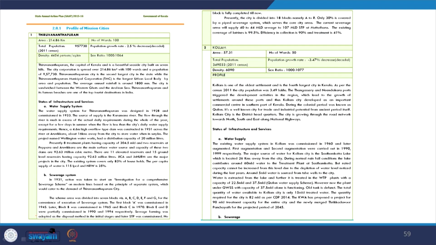We are walking through the document, and we see that the SAP, in its initial section, creates a profile of the mission cities. Like we can see Thiruvananthapuram, it gives a complete profile of the city, what the status of water supply is, what the status of the sewerage system is, and all these details, the number of wards and what the growth trend is. Likewise, we see it for Kollam city and all those cities which have been selected for the purpose.